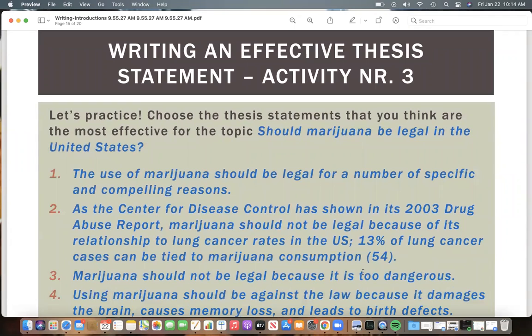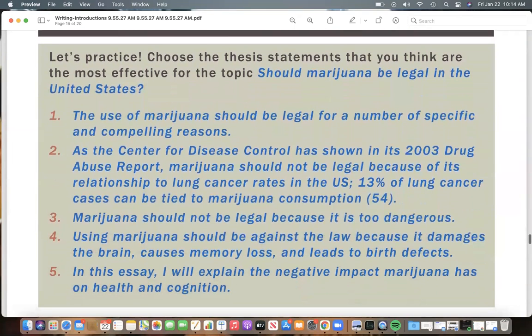So we're going to look at these thesis statements and see which one is most effective for the topic, should marijuana be legal in the United States? Since you're not here and I can't ask you in person, I'm just going to go ahead and tell you what's wrong with each of them. So the first one, the use of marijuana should be legal for a number of specific and compelling reasons. Okay, but what are those specific and compelling reasons? It would be better if it said the use of marijuana should be legal because reason 1, reason 2, and reason 3.